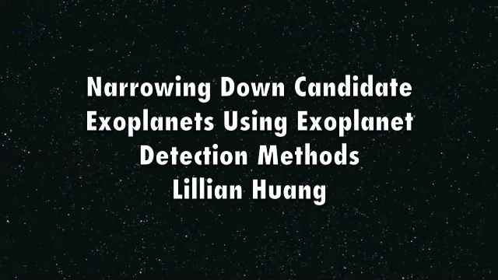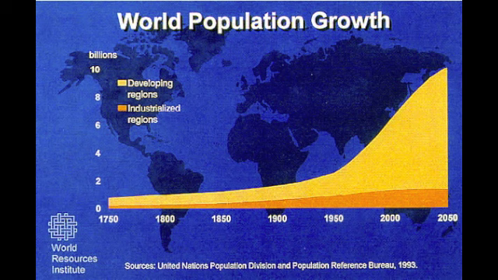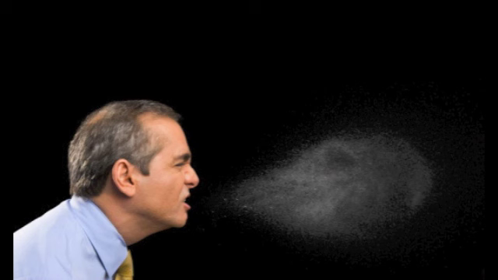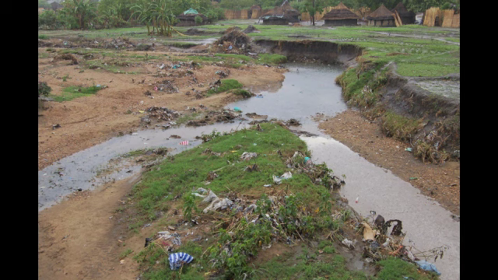Narrowing down candidate exoplanets using exoplanet detection methods. The United Nations Population Reference Bureau predicts that by 2150, Earth will be considered uninhabitable because of overpopulation. Overpopulation places stress on Earth's resources, both renewable and non-renewable. Disease rates will increase, and environmental pollution will skyrocket. These effects will soon become irreversible.